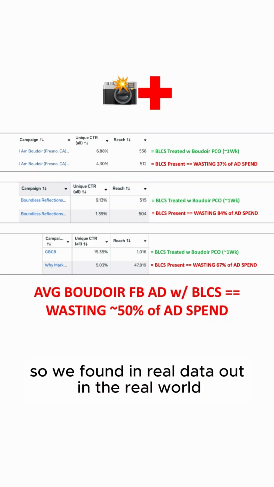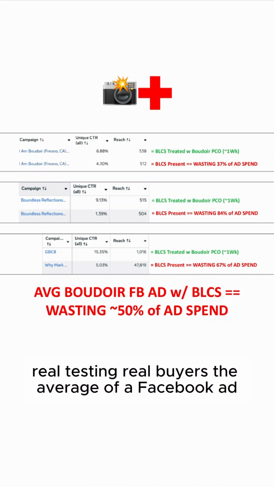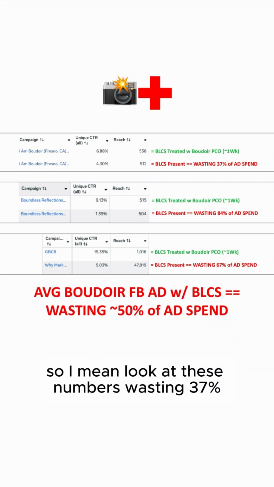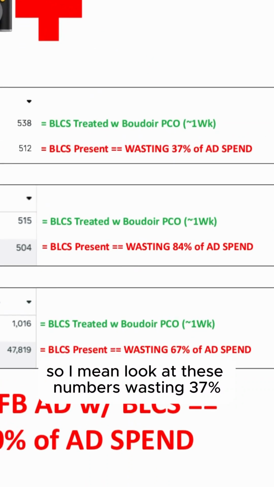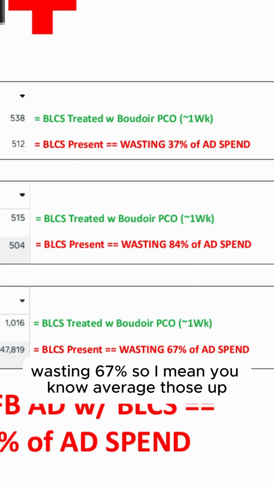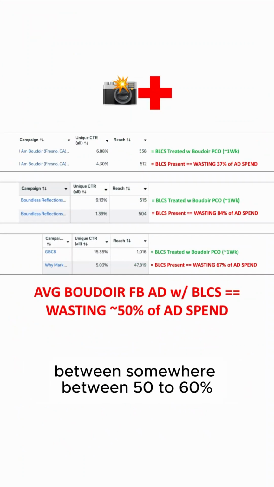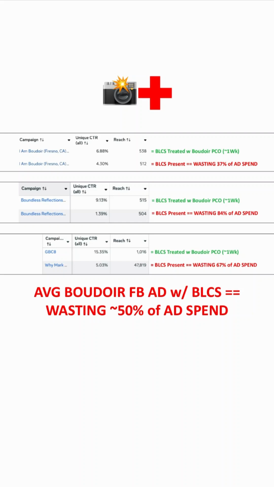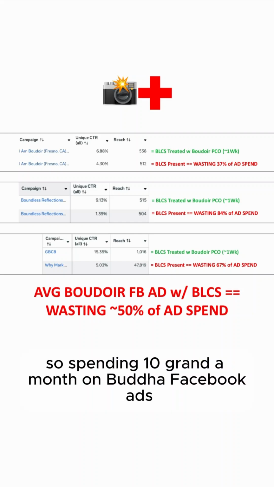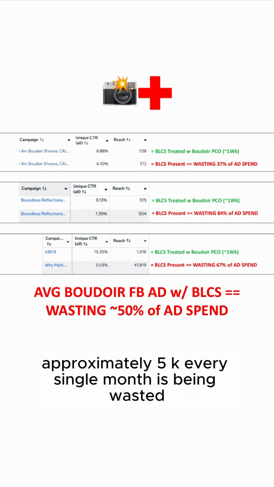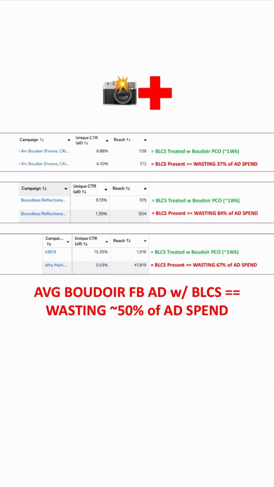So we found in real data, out in the real world, real testing, real buyers, the average Boudoir Facebook ad with BLCS is wasting approximately 50% of ad spend. So look at these numbers: wasting 37%, wasting 84%, wasting 67%. Average those up, and the average will probably be somewhere between 50 to 60%. So spending 10 grand a month on Boudoir Facebook ads, right off the rip, approximately 5K every single month is being wasted. And as a result, we can eliminate that.